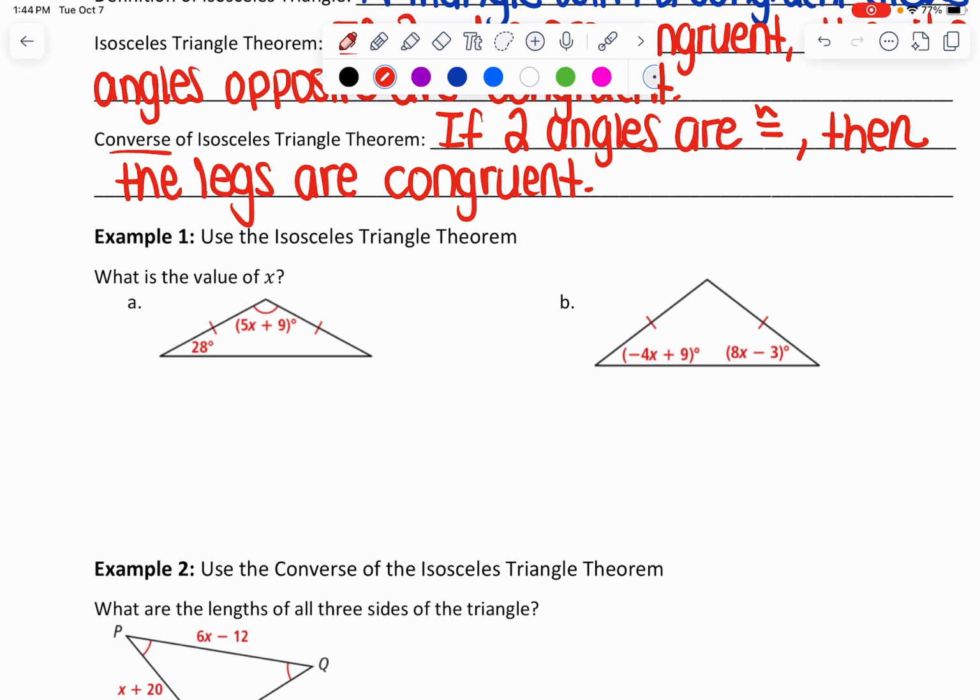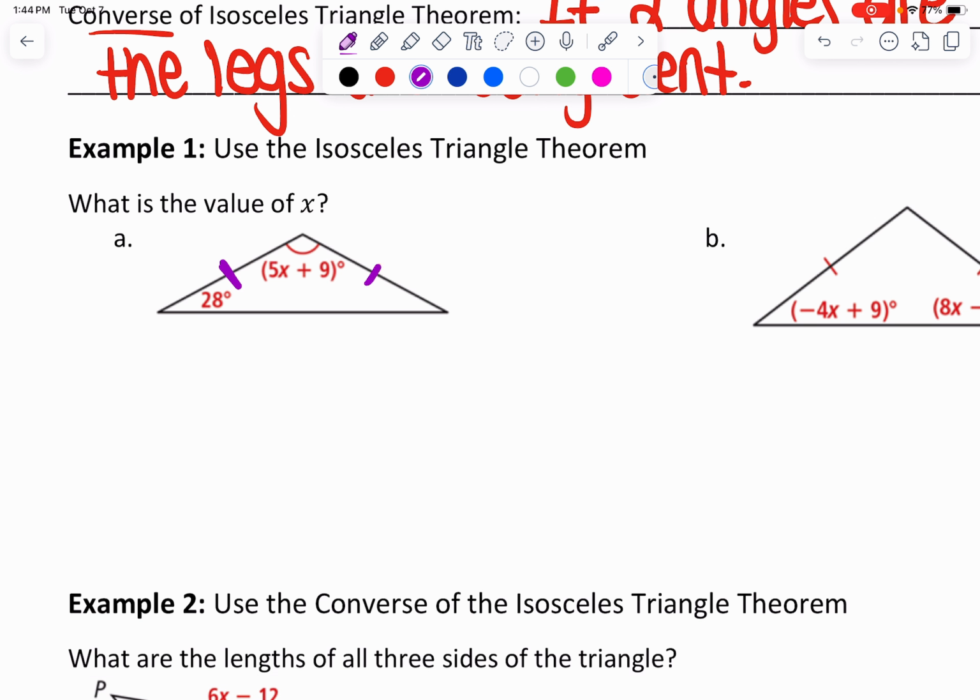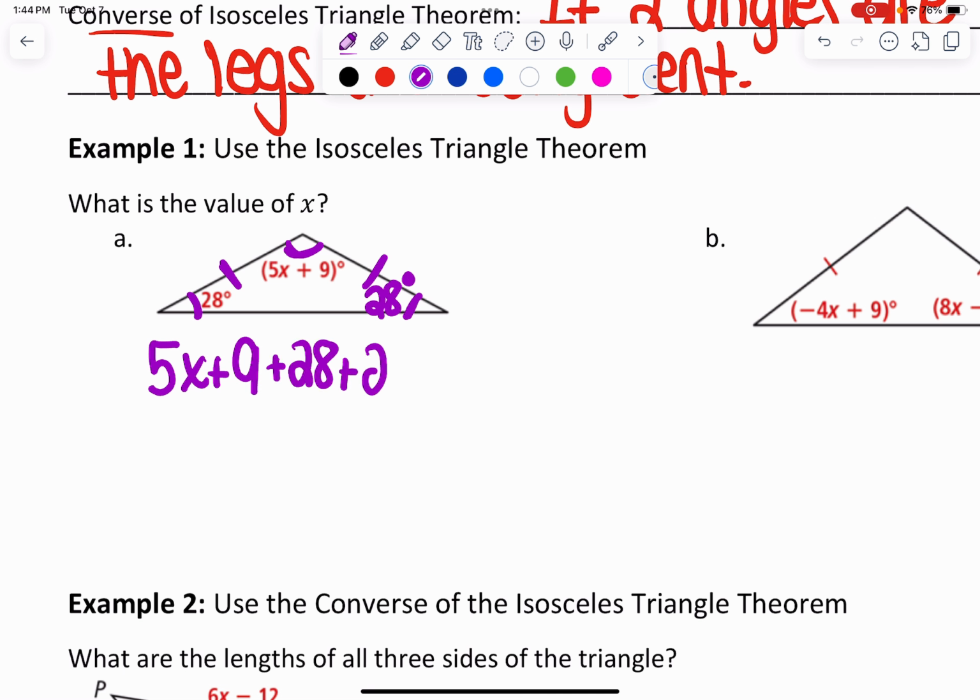So it says using the isosceles triangle theorem, we want to find the value of x. So here's what I'm going to start with. Right now I know that this and that are congruent to each other. So in other words, I know that this angle and this angle, opposite angles, the base angles, are congruent to each other. So in other words, this would be 28 degrees. But now looking at what I have, this angle up here, which is the vertex angle, and then the two base angles. All triangles, regardless of what type they are, add to 180. So how I'd set this up, I would do 5x plus 9 plus 28 plus another 28 all equals 180. Okay. And so we're just going to solve for x.